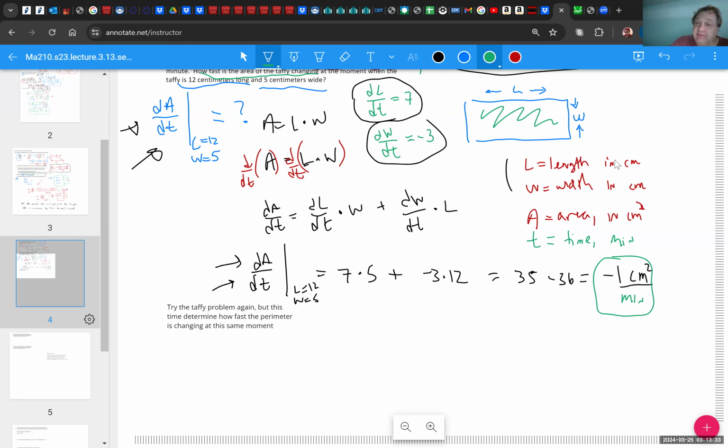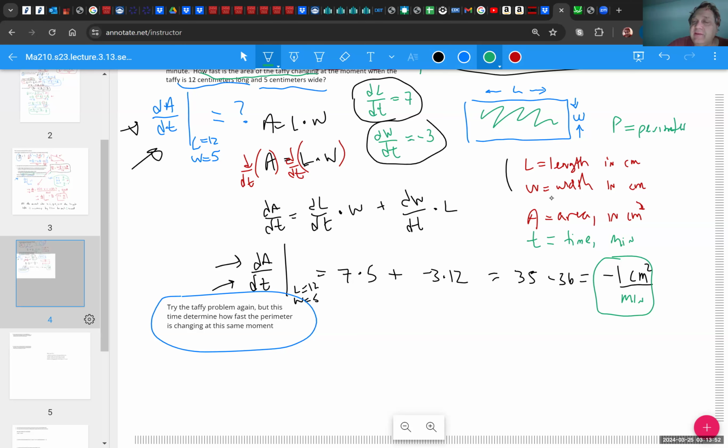All right, so let's just look at the same scenario. I have a little bonus problem right here. Same taffy problem, but this time we're determining how fast the perimeter is changing at this moment. No problem, no problem at all. All we need is a variable for perimeter. So we'll say P is equal to the perimeter.